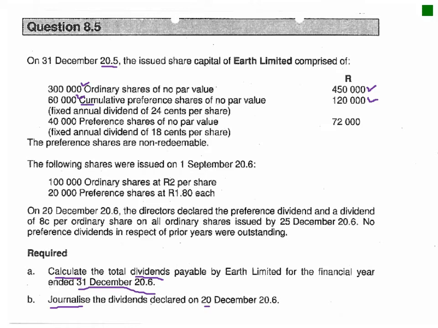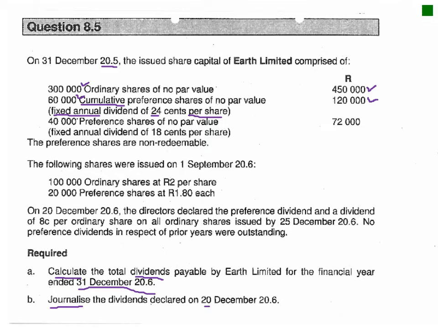Now, cumulative means that these shareholders are entitled to a fixed annual dividend of 24 cents for every share that they own. And cumulative preference shares means those dividends accumulate. So if in one year they don't get paid, they will get paid in the next year before anybody else gets a dividend payout. So these shareholders have dividends that are cumulative. That means they never forfeit their dividends. They always accumulate and get paid out to them when the company can afford.